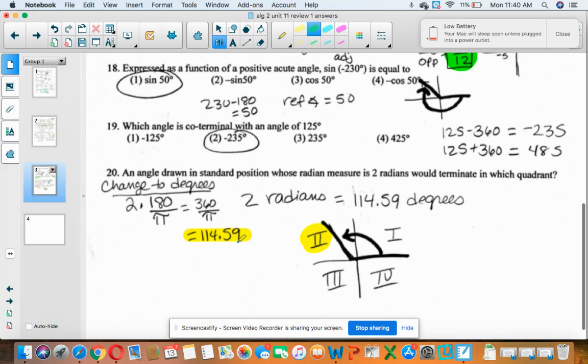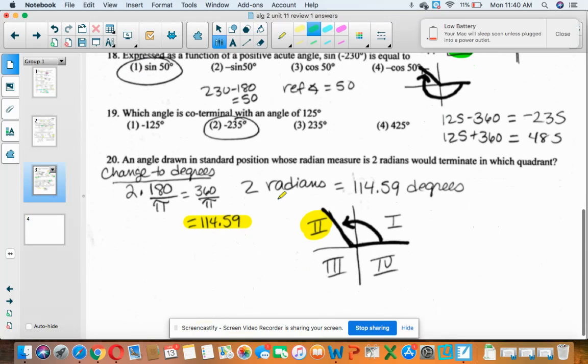And last question, an angle drawn in standard position has a radian measure of 2 radians. It would terminate in which quadrant? So I want to change to degrees. I'm going to take that 2 radians and change to degrees by multiplying by 180 over pi. That gives me 360 over pi, so that's 114.59 degrees. So basically 2 radians is about 114 degrees. And if I draw a picture of 114 degrees, I am here in the second quadrant.